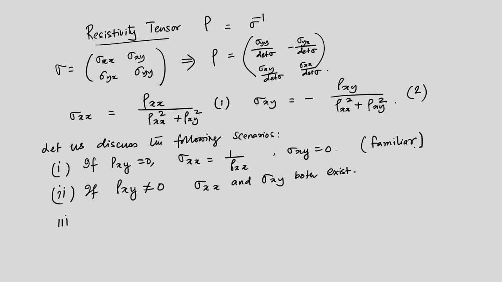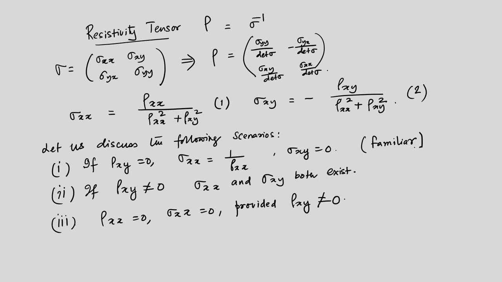Now, as a special case, consider that rho xx equal to 0, which tells you that sigma xx is also equal to 0, because rho xx is in the numerator of sigma xx. That will happen provided the denominator doesn't completely vanish, that means provided rho xy is not equal to 0. You see, that's coming from equation 1 here. You have assumed that rho xx equal to 0. That will make sigma xx equal to 0, but sigma xx can only become 0 if it's not a 0 by 0 problem. 0 by 0 cannot be defined. So we'll have to at least assume that rho xy is not equal to 0.